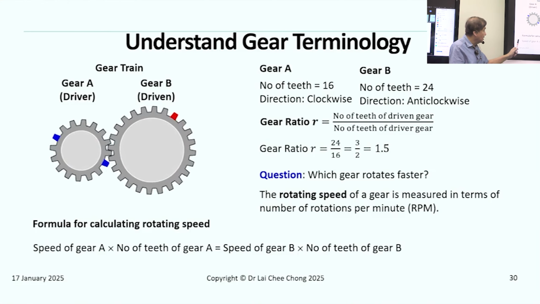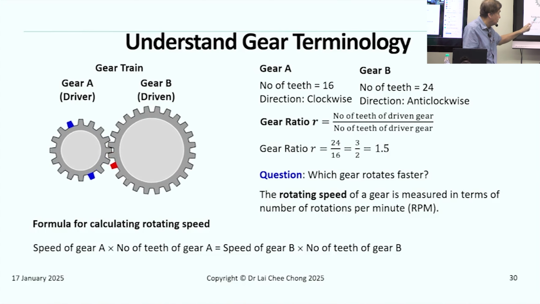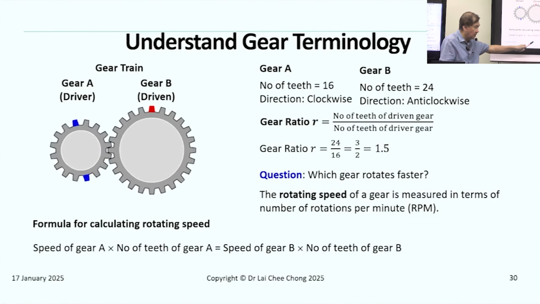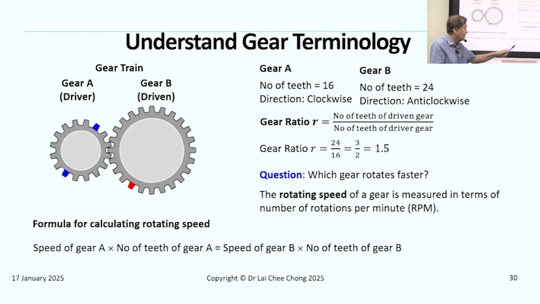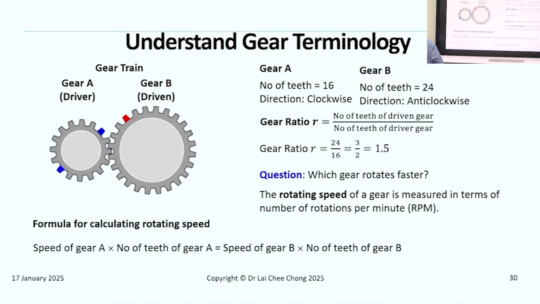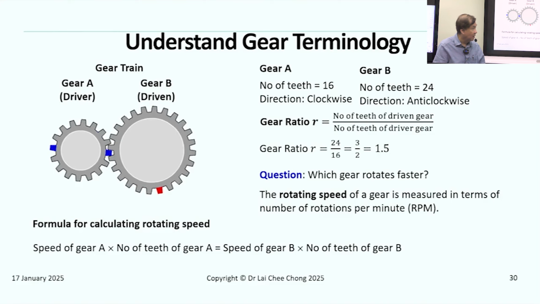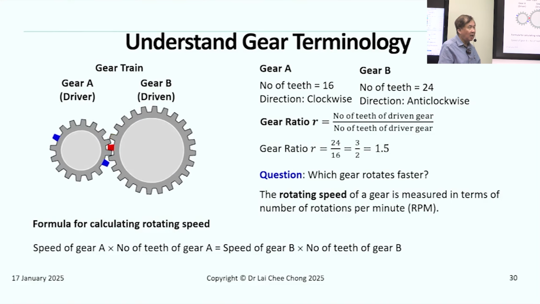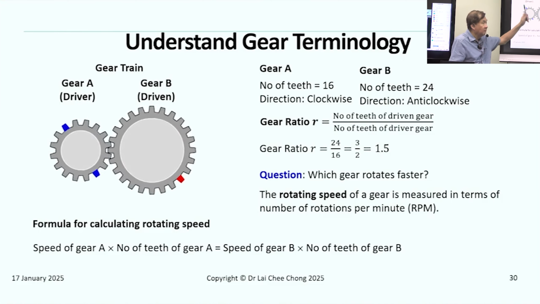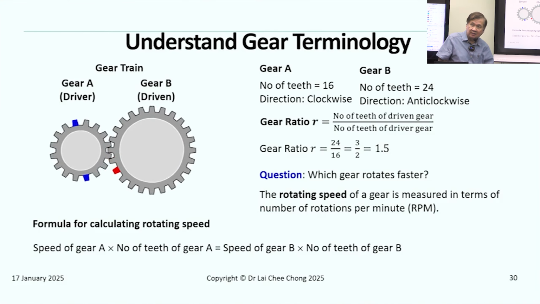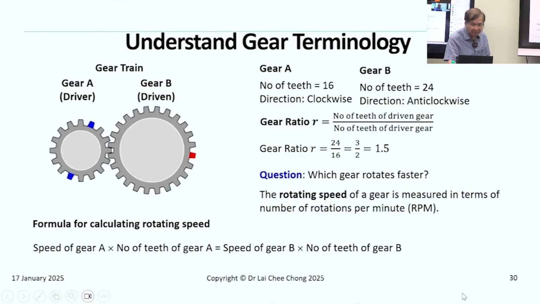Now, watch out carefully. The speed of gear A times the number of teeth of gear A is equal to the speed of gear B times the number of teeth of gear B. Simple enough? It's a very straightforward equation. So in other words, I can calculate the speed of any gear given one of them. If I know the speed of A, I can find the speed of B and vice versa, all because of this one little formula. Now let's see how to use it.